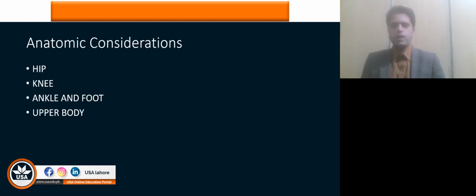Some anatomical considerations that are necessary for understanding gait are understanding hip motion, knee motion, ankle and foot motion, and the upper body motion. So we will now study them first. First is the hip. During gait, motion at this joint occurs about the coxofemoral or the hip joint. And if you remember, it is a triaxial joint. That means it allows movement like flexion, extension, abduction, adduction, and the rotations.